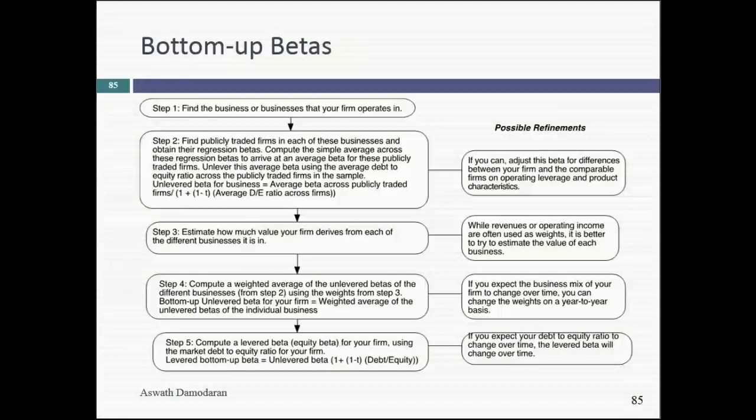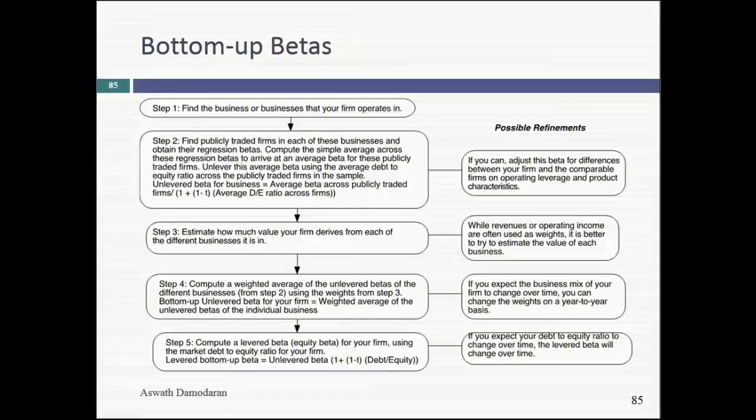Just take a simple average. You have an average regression beta for being in the steel business, an average regression beta for being in the hotel business. If you can break down costs into fixed and variable costs, we'll come to that. But the first step is you're going to take these average regression betas, which are levered betas, because they come from a regression using stock prices, and you're going to take out the effect of debt.